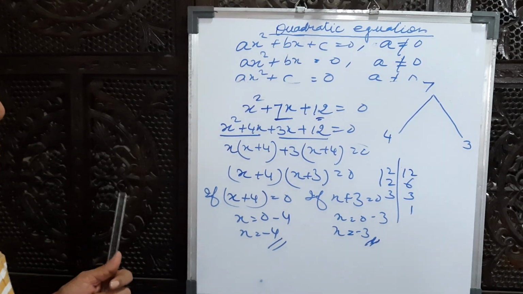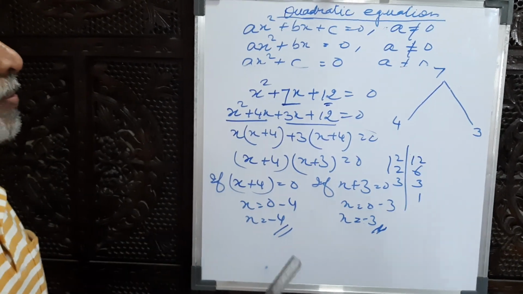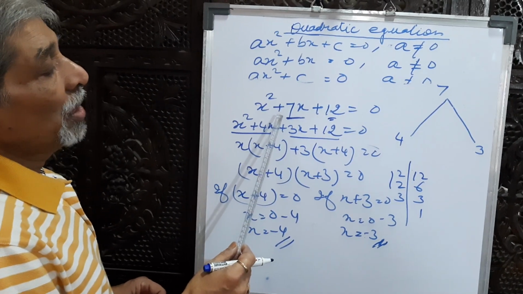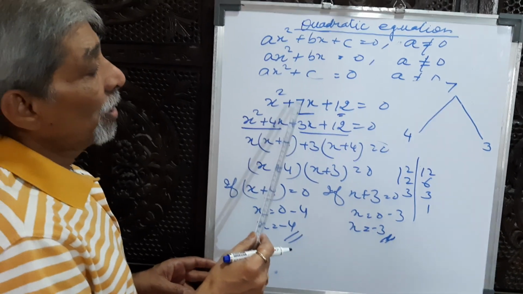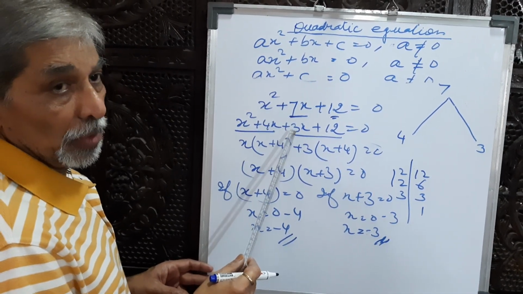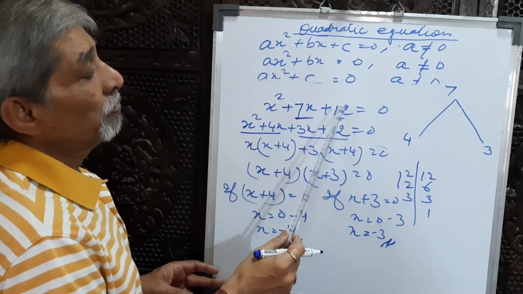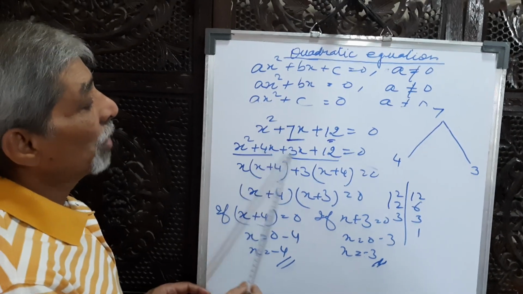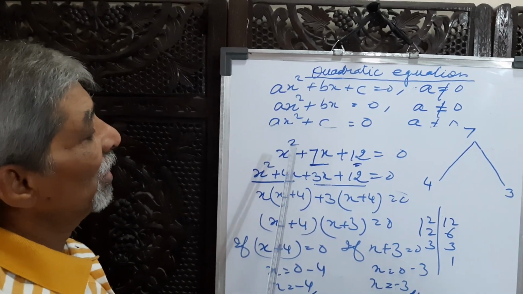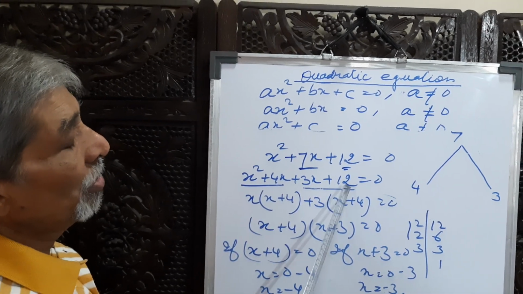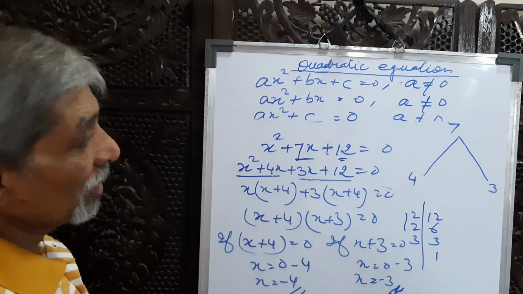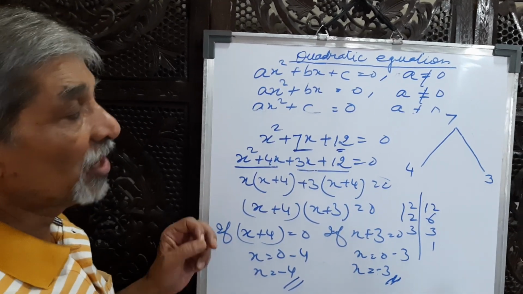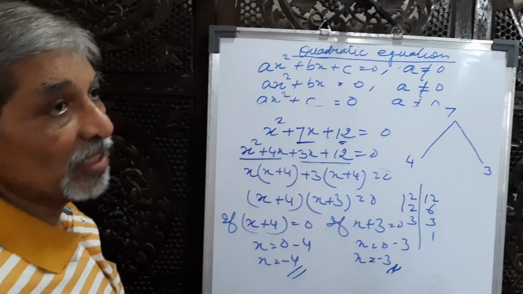Here we have to understand a certain property. If the last term is positive and the middle term also is positive, then this term will split into positive and positive. If the last term is positive and the middle term is negative, then these two terms will be negative. If it was minus, it will be minus 4x minus 3x plus 12 is equal to 0, and the rest of the things will be the same. So this way a trinomial, by splitting the middle term, we can factorize.